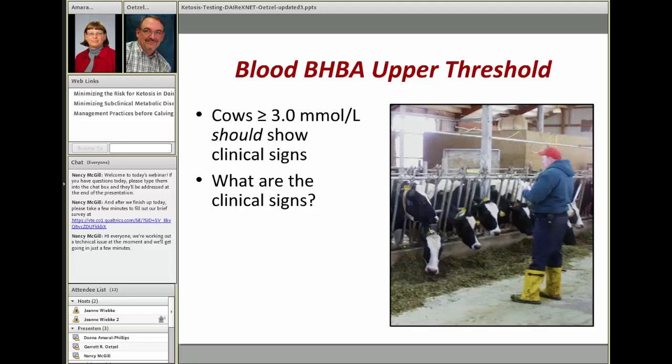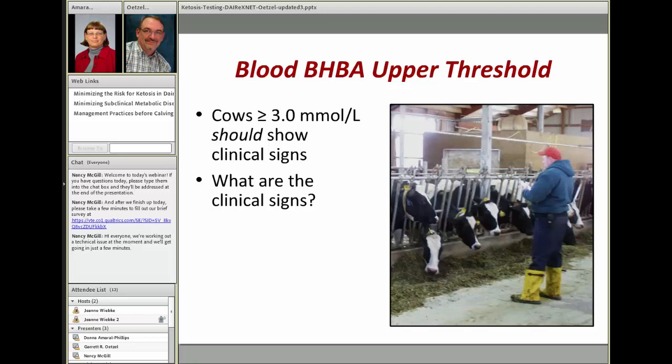That's the lower threshold. What about this upper threshold? What if we have a cow that's really bad? Shouldn't we try to characterize that? And we can. It's sort of by default, 3 millimoles per liter or higher has become this upper threshold where cows should show clinical signs, or we might say that those are worse than others. And that's very, very soft, very subjective, but it's kind of the best we have.